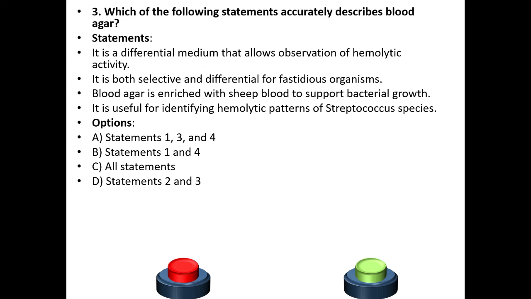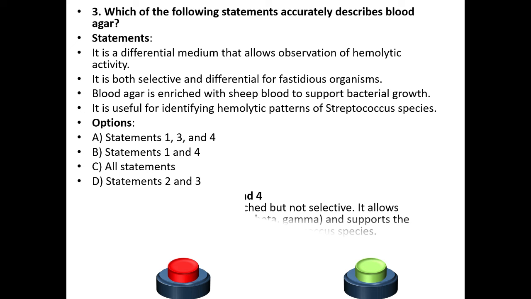Third question. Which of the following statements accurately describes blood agar? Statements. 1. It is a differential medium that allows observation of hemolytic activity. Second, it is both selective and differential for fastidious organisms. Third, blood agar is enriched with sheep blood to support bacterial growth. Fourth, it is useful for identifying hemolytic patterns of Streptococcus species.